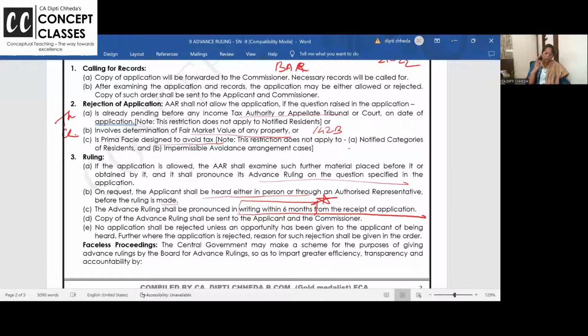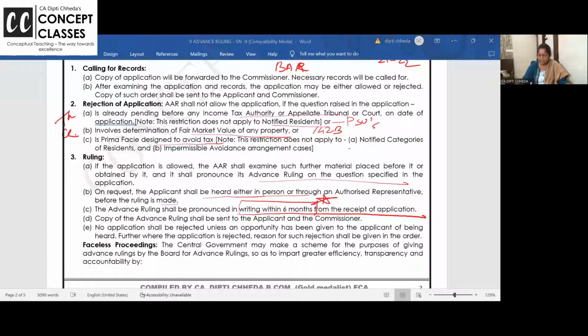3 cases, outrightly it will be rejected. If the question is raised in application, it will not allow the application to proceed. One is related to valuation, another is if your case is pending with ITAT, except PSUs. They have given notified resident, but notified resident में एक ही है अभी तो PSUs, or we know that it is impermissible.